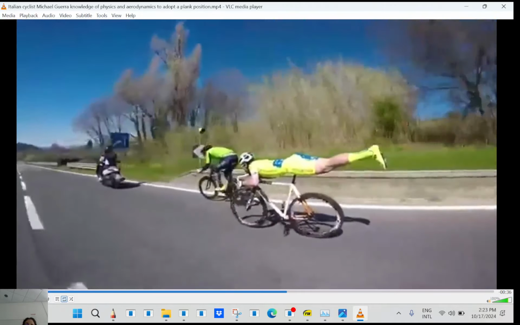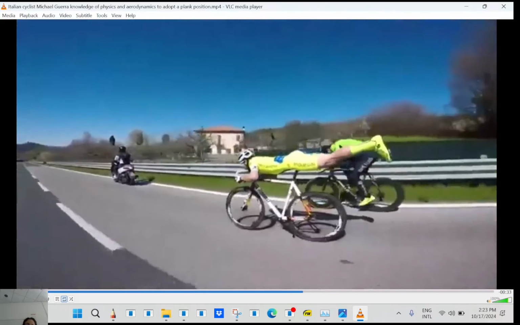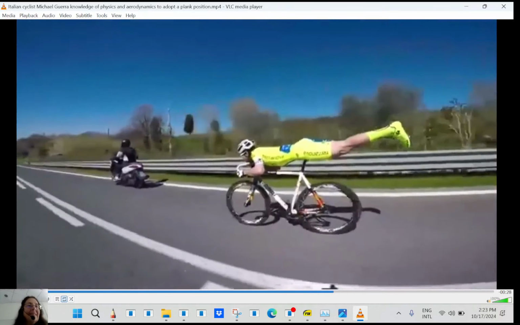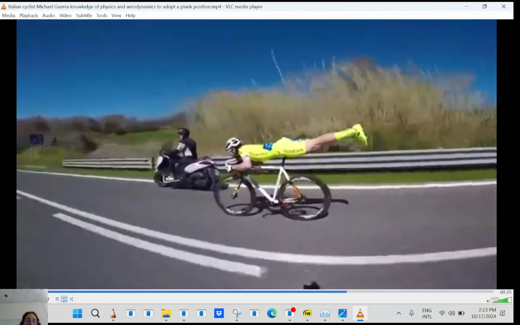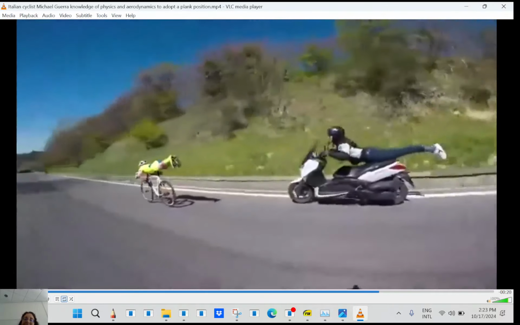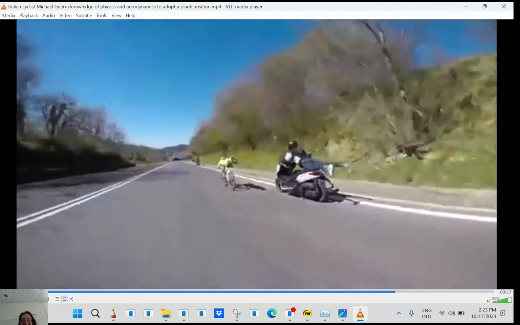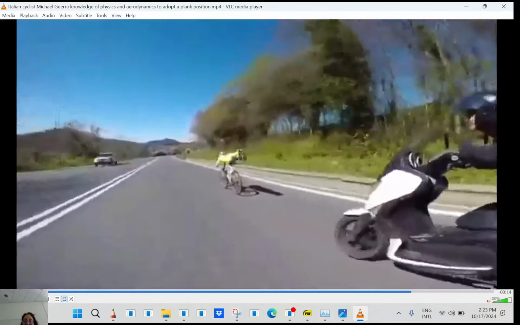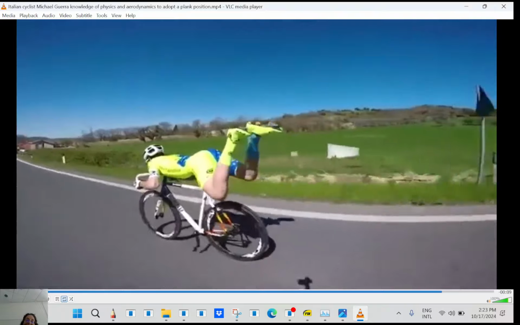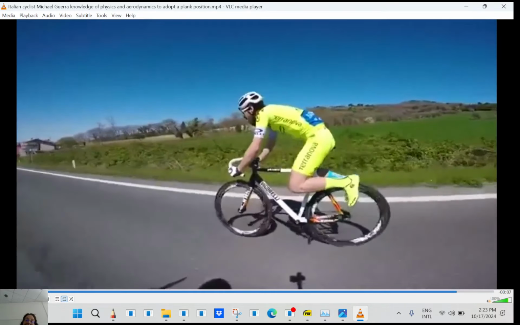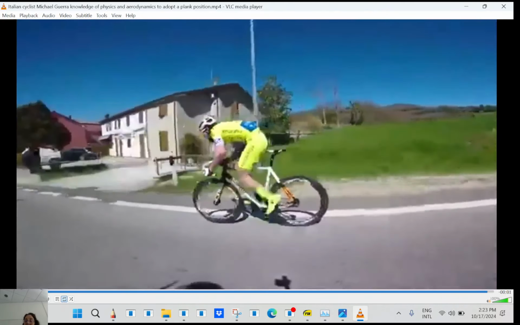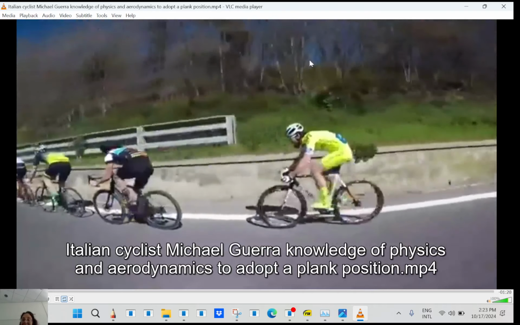And I think he's going to pass the motorcycle. I'm not sure. It's Italian. He's Italian. Michael Guerra. He's so scared, you know. You need to have a lot of balance. Wow. And then you have to catch up, right? It's not that easy.